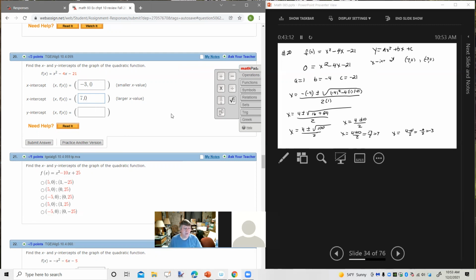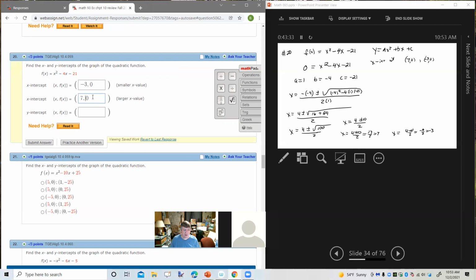Now, two common mistakes I've noticed. First of all, people ignore the directions here and they put the 7 first. Second of all, they don't put the 0. They don't put in an ordered pair here. They just list the x-intercepts, negative 3 and 7. And in this form, they want an ordered pair.